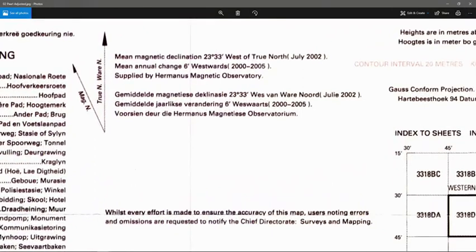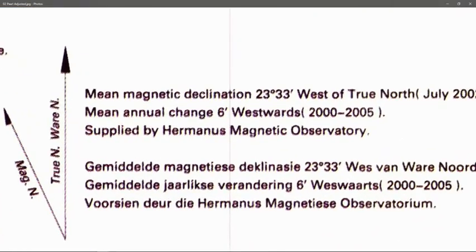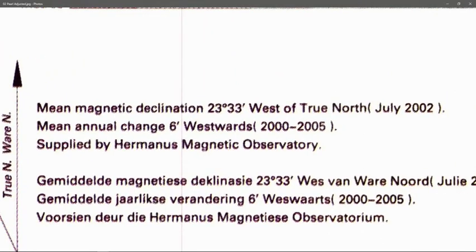Down the bottom, right in the middle, between your two references, there you go. It shows you the mean magnetic declination is 23 degrees 33 minutes west, and it was taken in 2002. It means every single year it changes 6 minutes west. Now if we move west, we're going to add in the end of the day.